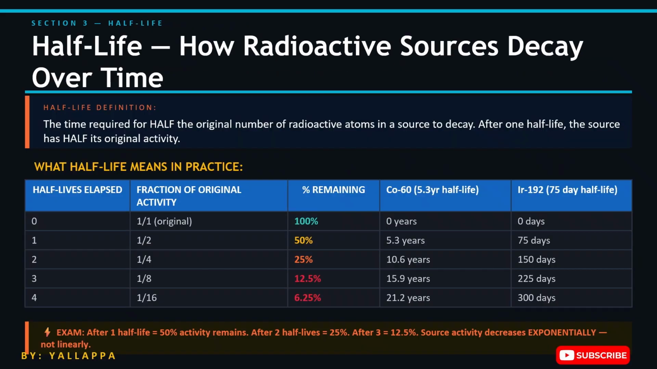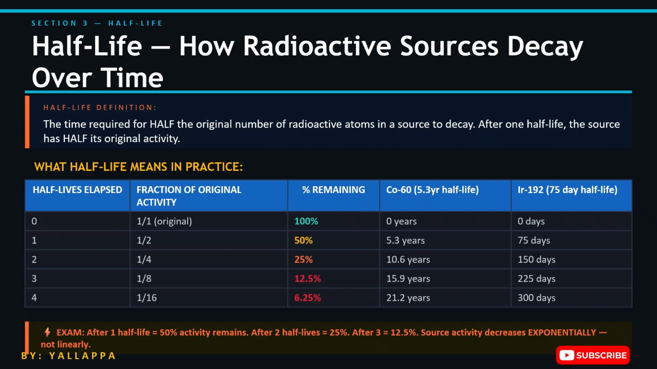Half-life is one of the numbers you should be able to explain without hesitation. The half-life of a radioactive isotope is the time required for half of the radioactive atoms in the original population to decay. After one half-life, 50% remains. After 2 half-lives, 25% remains. After 3, 12.5% remains. The important point is that this decrease is exponential, not linear.